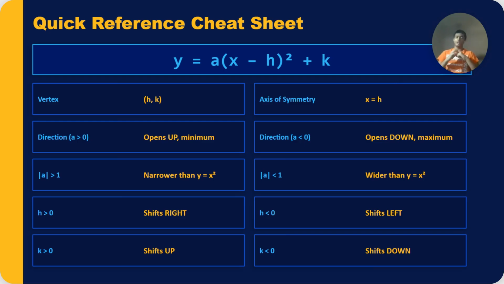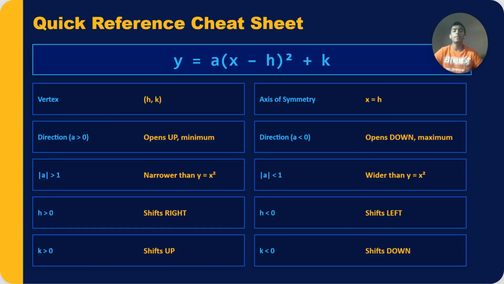Now, here's a cheat sheet. Screenshot this or find it in the worksheet linked in the description. Vertex form is y equals a(x minus h) squared plus k. The vertex is (h, k), always. The axis of symmetry, x equals h, every time.